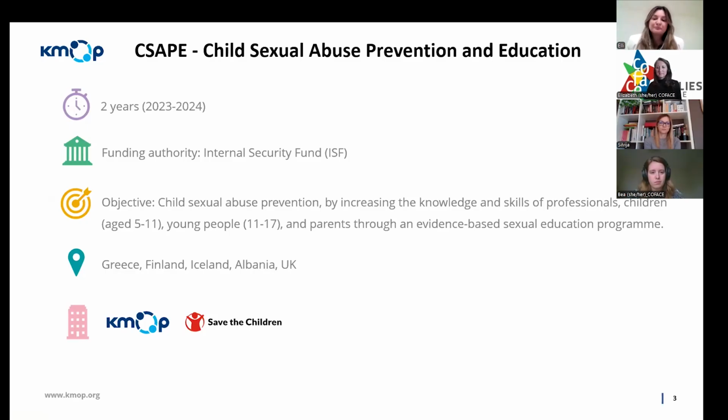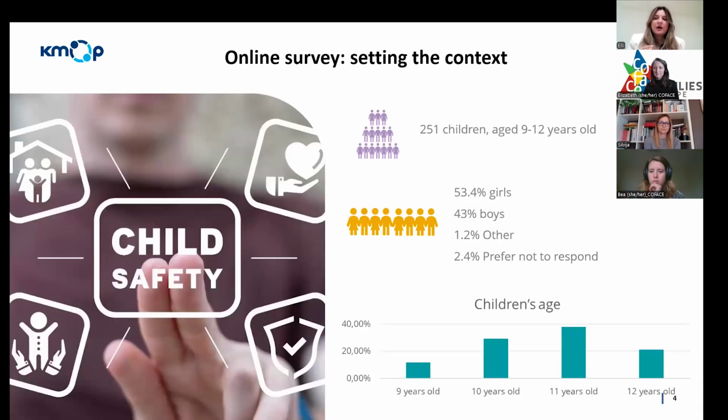This initiative was implemented in 5 countries. Greece, it was implemented by CMOP, and Finland, Iceland, Albania, and the UK by the Save the Children offices in these participating countries. So one of our core activities was an online survey that aimed to map children's stances and behaviors in online environments. This research supported us to understand the context of children's online activities and the potential risks that they encounter when spending time on the internet.